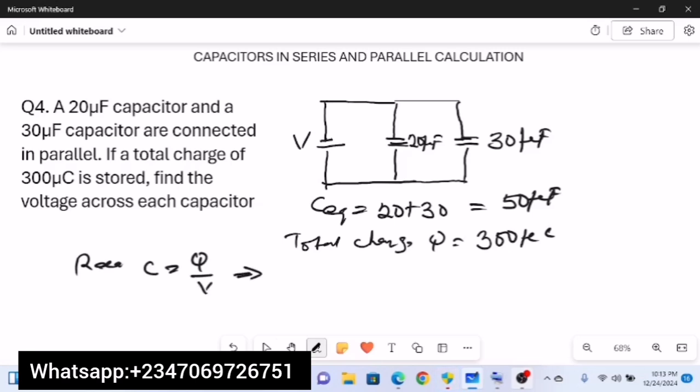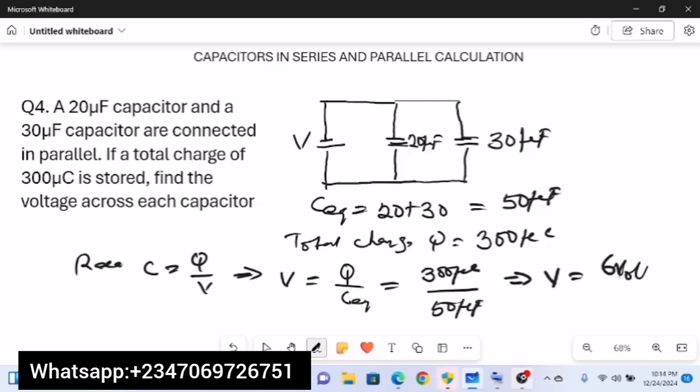Now we need to find the voltage. Voltage is going to be equal to what? Charge over capacitance, and this becomes the equivalent capacitance. So total charge divided by equivalent capacitance, which is 300 microcoulombs divided by 50 microfarads. So micro cancels out. You have 300 divided by 50. This implies that the potential difference is going to be equal to what? 6 volts.